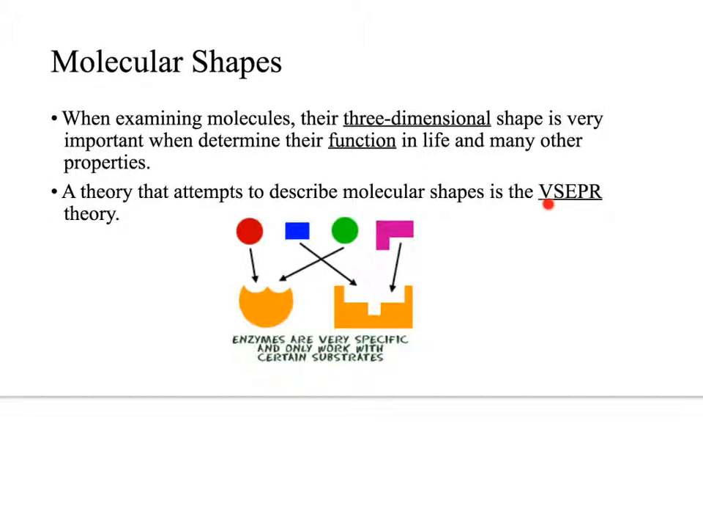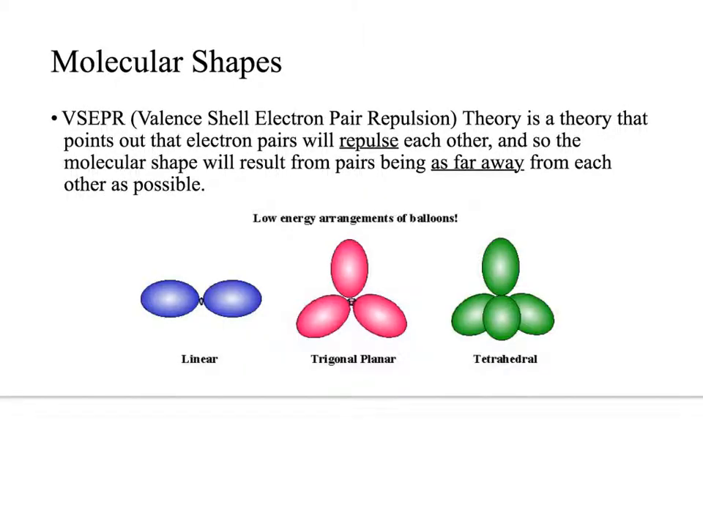I know that looks like VSEPR. For some reason, though, we call it VSEPR. VSEPR stands for valence shell electron pair repulsion. And it is a theory that points out that electron pairs will repulse each other. They will try to get as far away from each other as possible.